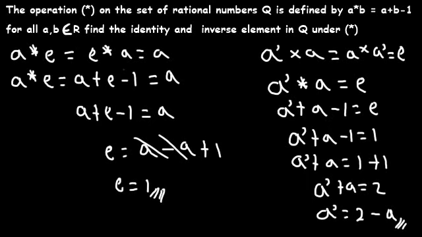And that's how to find the identity and inverse element of a particular binary operation. On to example number 2.